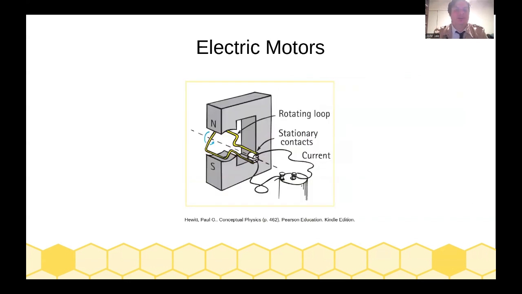You can also use a current and a magnetic field to cause there to be a motion along the object. So if you pass a current through a loop of wire and place it in a magnetic field, then the magnetic field is going to cause there to be rotation of the wire, which can be used to produce mechanical or motion-based energy or to do mechanical work.